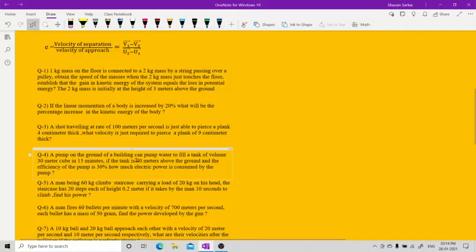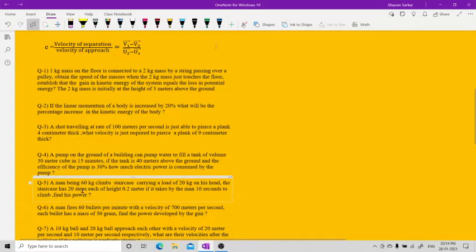A pump on the ground of a building can pump water to fill a tank of volume 30 meter cube in 15 minutes. If the tank is 40 meters above the ground and the efficiency of the pump is 30%, efficiency means output power by input power into 100%. That gives you efficiency percent. How much electric power is consumed?